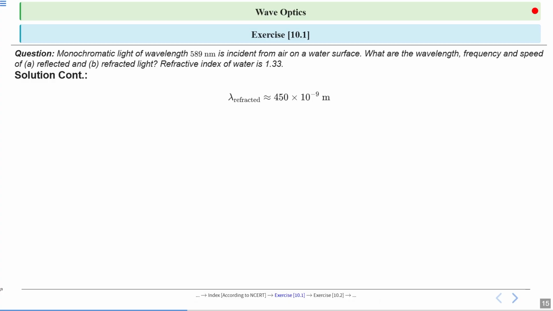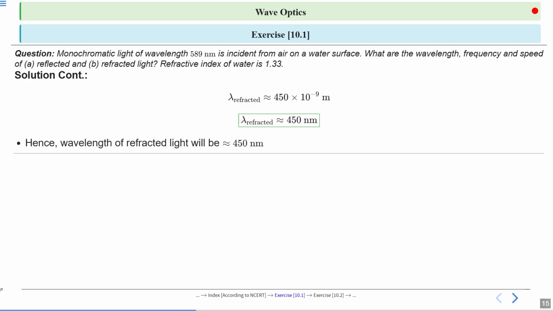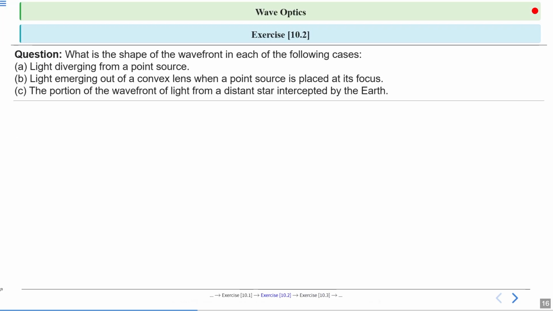Okay, so for the refracted light, we need to calculate its wavelength in water using the formula for wavelength in a medium. Lambda refracted is lambda air upon refractive index. We can write this formula also. So lambda refracted is approximately equal to 450 nanometers. Hence the wavelength of refracted light will be 450 nanometers.